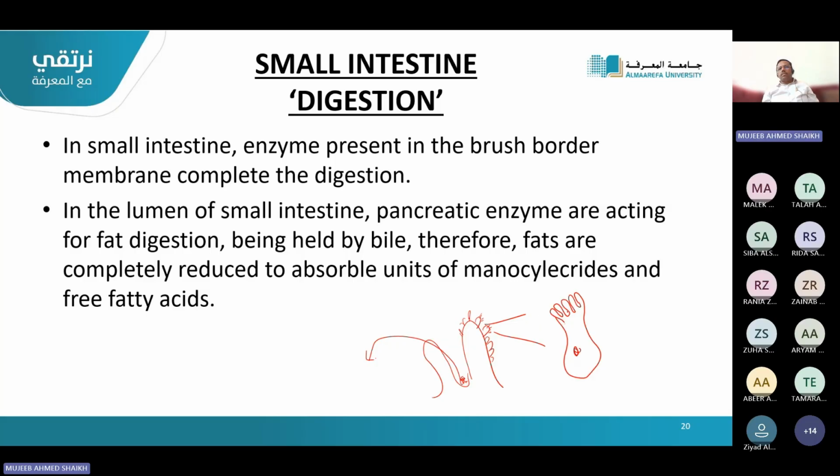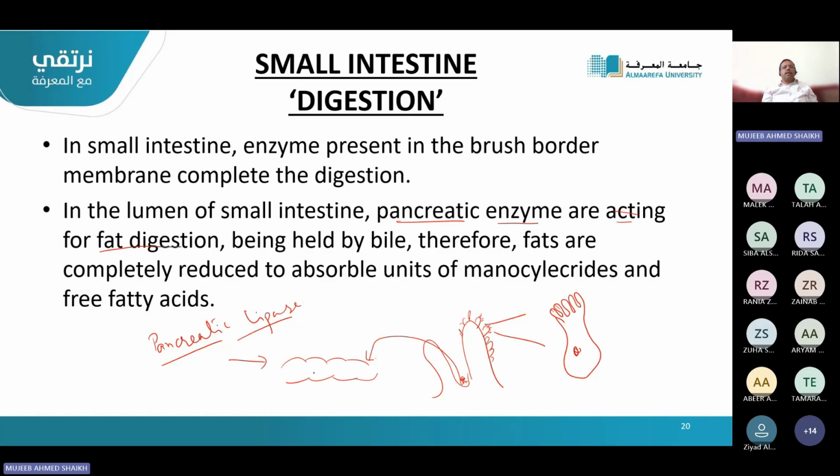On the villus, you will see there are epithelial cells. On the epithelial cells, you will see finger-like projections. These are called the microvilli or brush border, and the enzymes are present there. In the lumen of the small intestine, pancreatic enzymes, which are coming from the pancreas, are acting on the fat. Which enzyme will be digesting fat? Lipase. Yes, pancreatic lipase, which is secreted by the pancreas, will be coming into the small intestine.